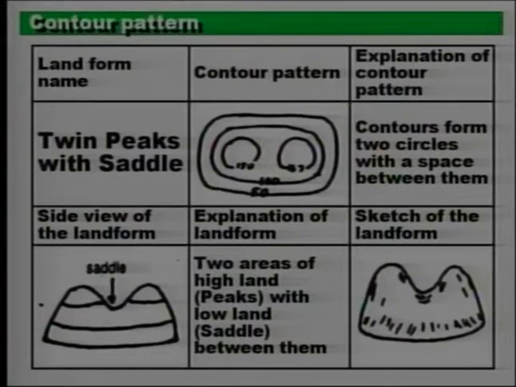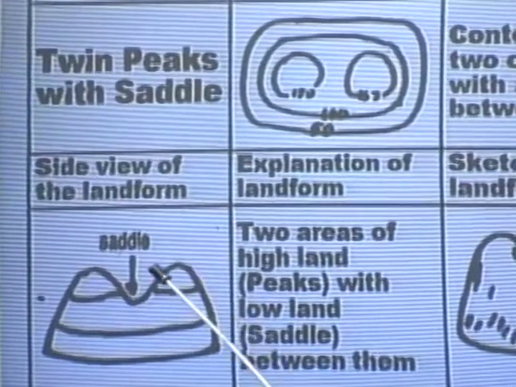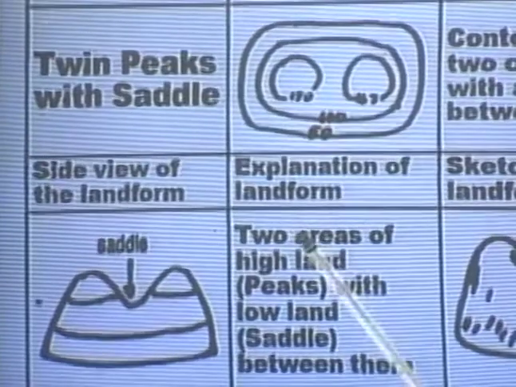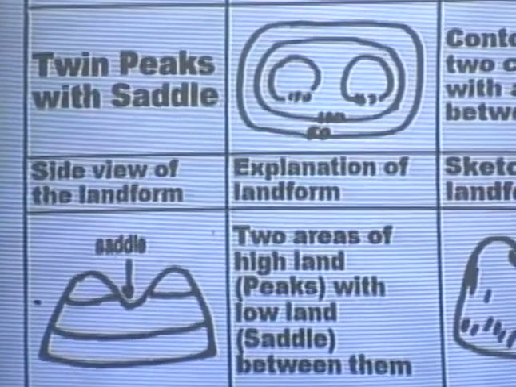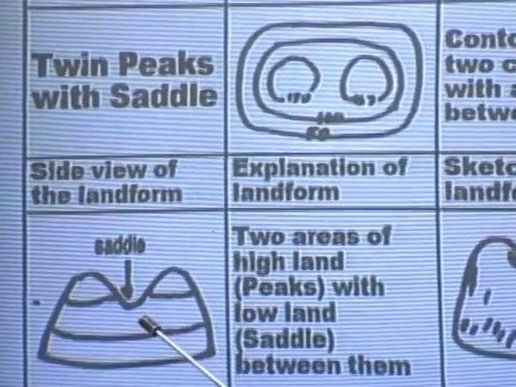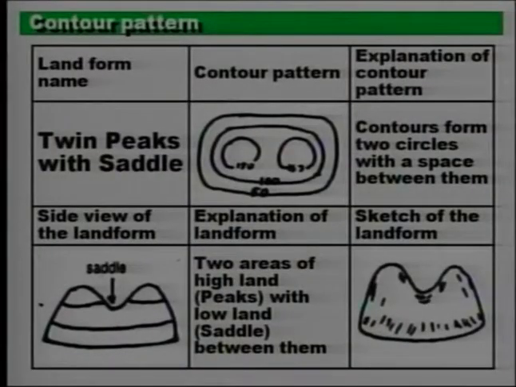So to look at the side view of this particular landform, the twin peaks with saddle, the twin peaks would be one here and the other peak there, and the dip in between is the saddle. So you have the explanation of the side view: two areas of high land, which are the peaks, and the low land area in between is the saddle. A sketch of the landform is shown here on the monitor. So here you have the twin peak with the saddle. See the contour pattern and how it is represented on the side view, with the sketch also given.